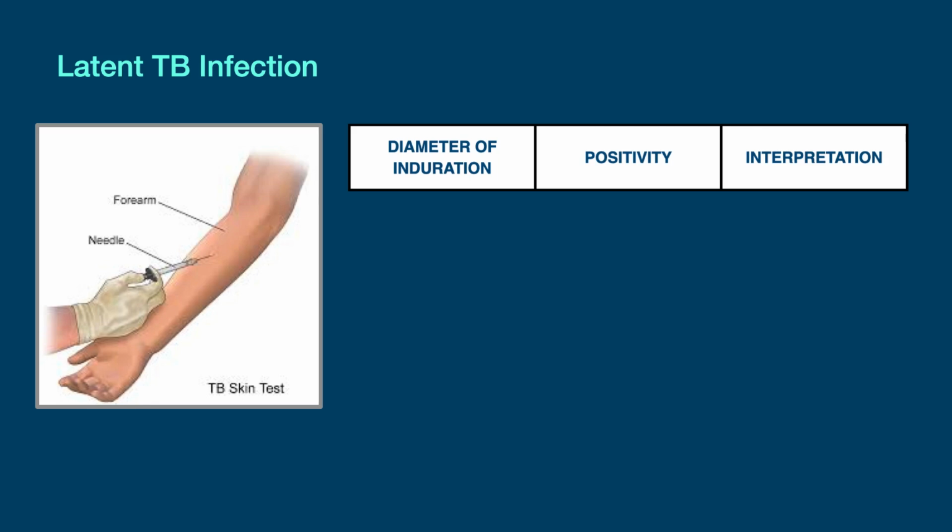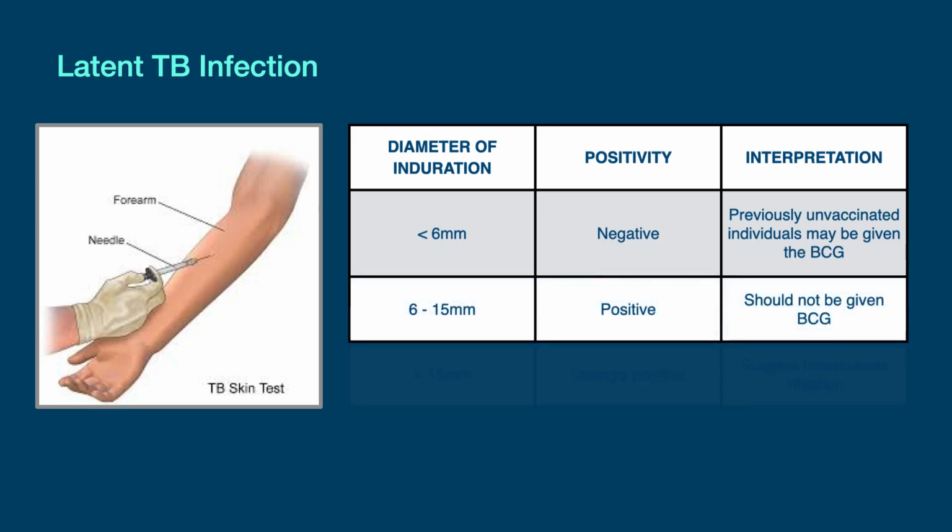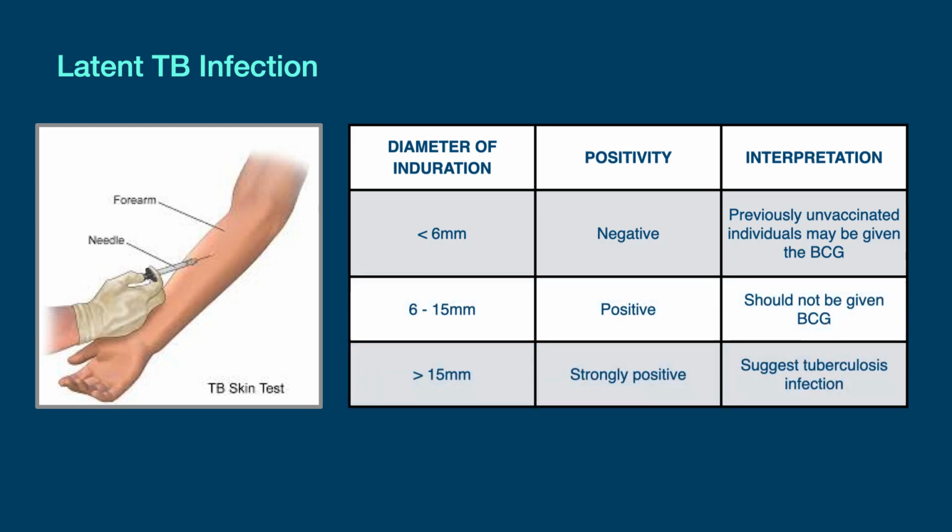Latent TB is identified by immunological response to TB antigen. Examples of tests include the tuberculin or Mantoux test and the interferon gamma release assay test.